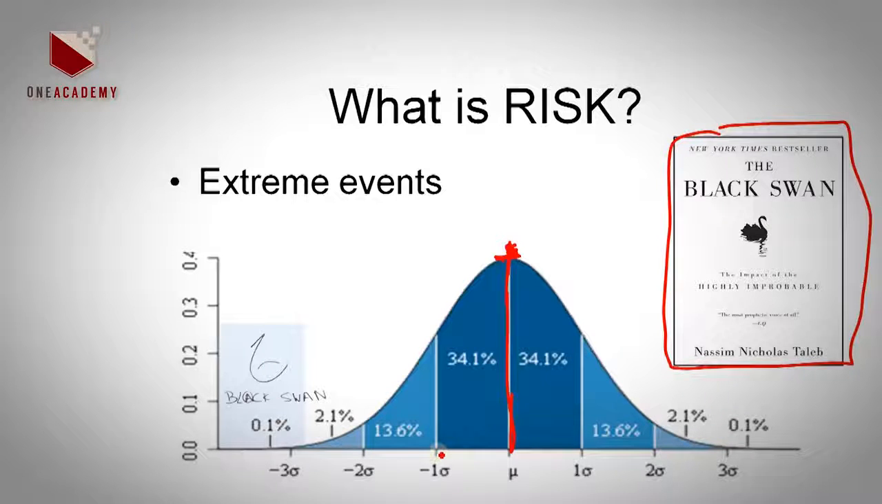Then we have, let's say, one standard statistical deviation distance, and all these are, statistically speaking, the most probable events, and they are covering almost 70% of the outcomes. And we are going to prepare ourselves for all of them.